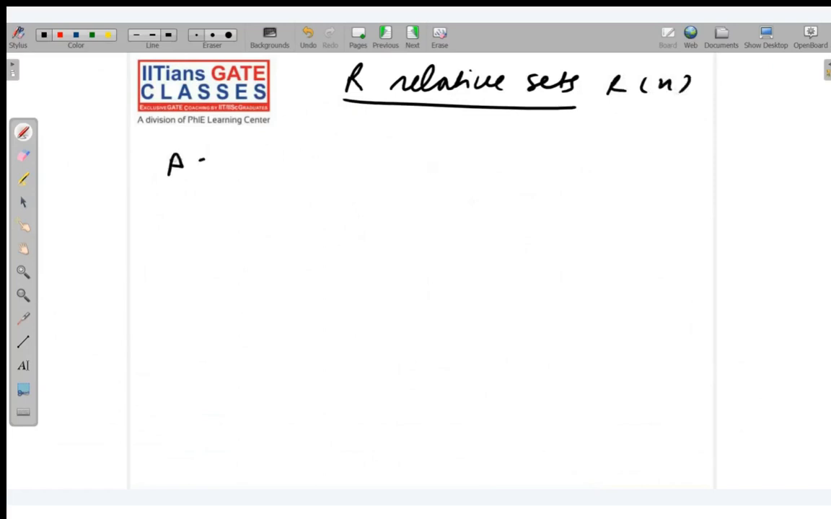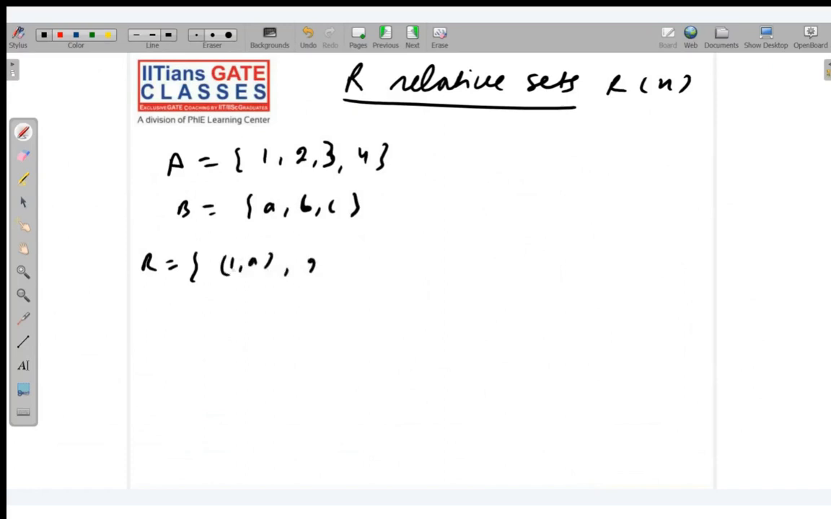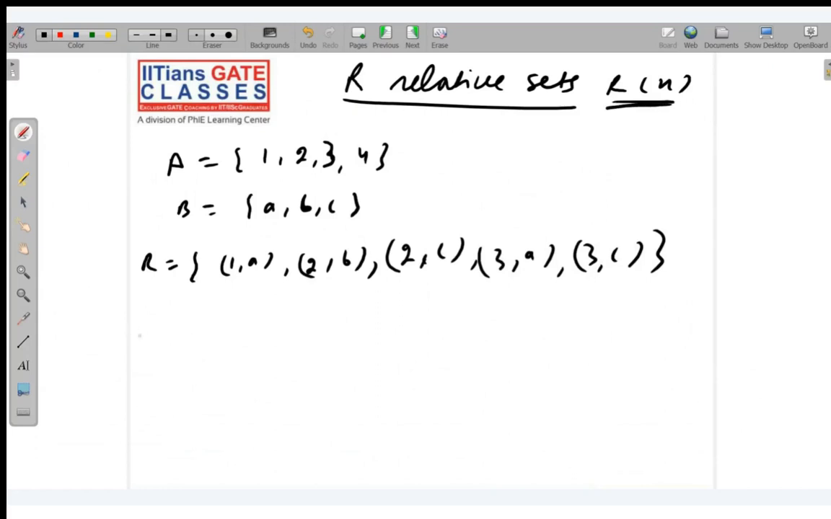So we have A to be 1, 2, 3 and 4, and B as A, B, C. R is 1A, 2B, randomly I am writing, 2C, 3A, 3C. So this is your relation R. Now they will directly ask R of x. R relative sets means R of x. So they will say R of 1. Tell me R of 1.